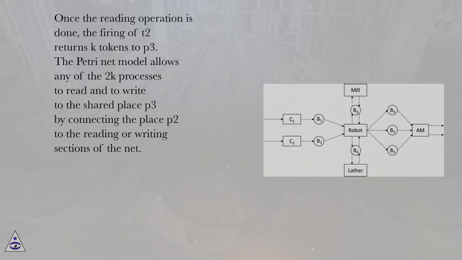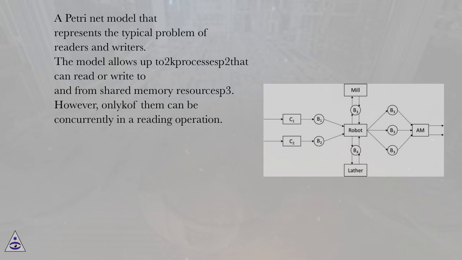The Petri net model allows any of the 2K processes to read and to write to the shared place P3 by connecting the place P2 to the reading or writing sections of the net. A Petri net model that represents the typical problem of readers and writers. The model allows up to 2K processes, P2, that can read or write to and from shared memory resource P3.